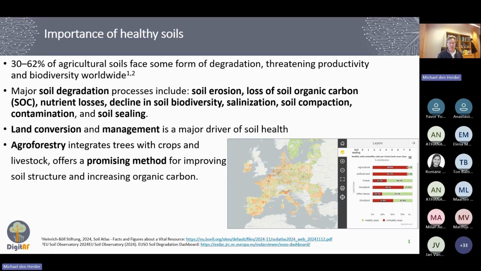And land conversion has a very big impact on soil health. That is if you change one land use to another land use, for example, if you change forest to agricultural soil or pasture to arable land, and also the type of management that you carry out on your land has a very big impact on the soil. Agroforestry has been proposed as a promising method for improving soil health. Previous research has shown that it can benefit soil structure and also increase soil organic carbon.